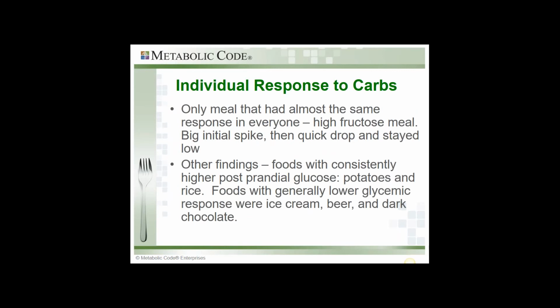They used bread and butter, they used plain bread, and they used a high fructose meal as one of the things that they studied. And it was interesting. While there was a varied response to the bread and butter, plain bread, and the other, I forget what the fourth meal was, there were 4 different mixes of carb. The one meal that had almost the same response in everyone, although there were slight variances among individuals, was a high fructose meal. The response was a big initial spike in blood sugar, and then a quick drop, and then it just kept getting really, really low until the next meal.